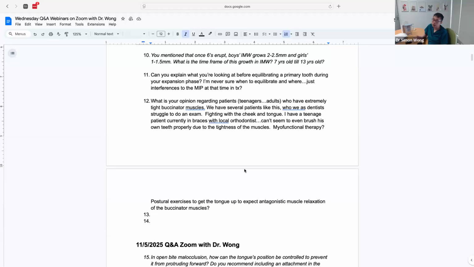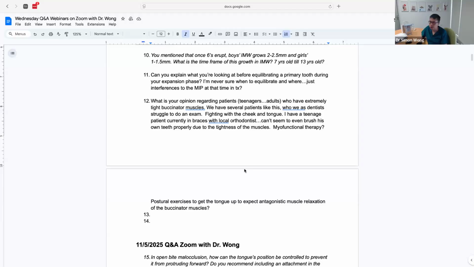Next question. What is your opinion regarding patients, teenagers, adults who have extremely tight buccinator muscles? We have several patients like this who we as dentists struggle to do an exam. Fighting with the cheek and tongue, I have a teenage patient currently in braces with local orthodontics, can't seem to even brush his own teeth properly due to the tightness of the muscles. Myofunctional therapy. Postural exercises to get the tongue up to expect antagonistic muscle relaxation of the buccinator muscles.